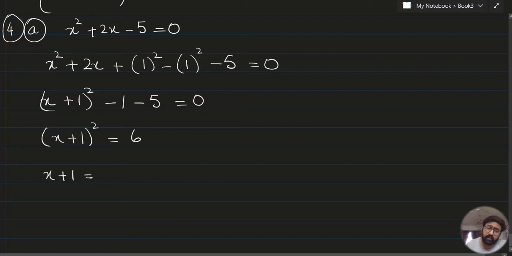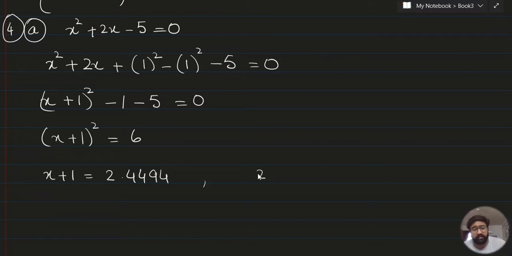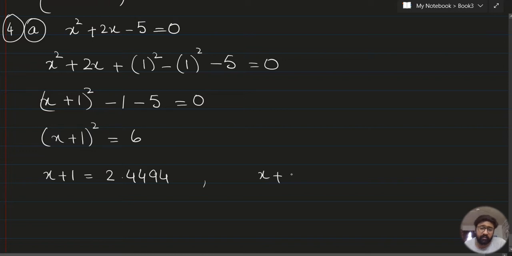X plus 1, taking the square root of 6, we are going to have it as 2.4494, and same thing with the negative sign. We are going to have it as negative 2.4494.